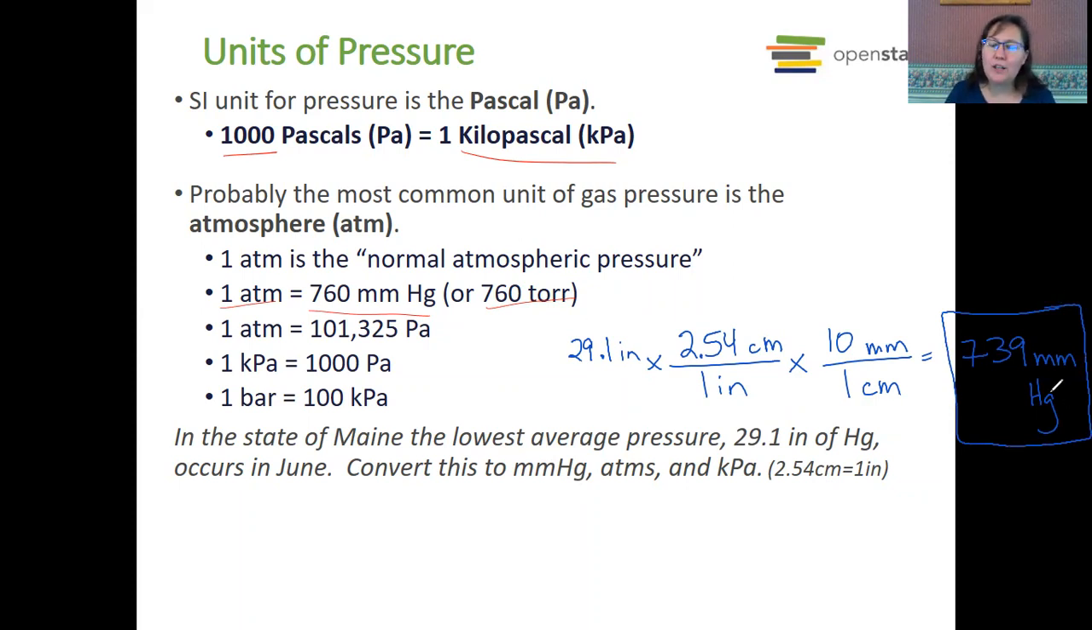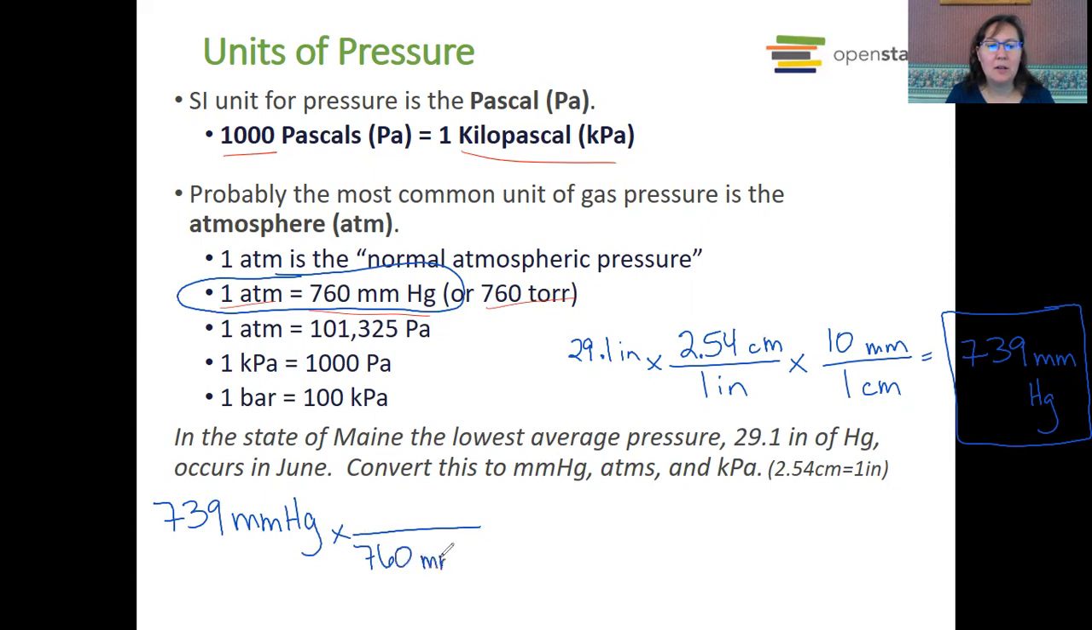Okay, now what we need to do is convert this to kPa and to atmospheres. So first let's convert this to atmospheres. We start out with 739 millimeters of mercury times, and I use this one right here, 760 millimeters of mercury per atmosphere.